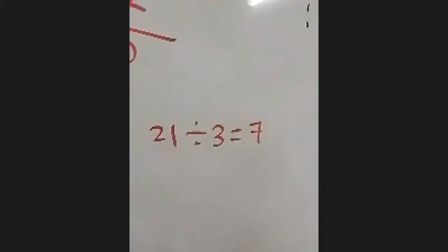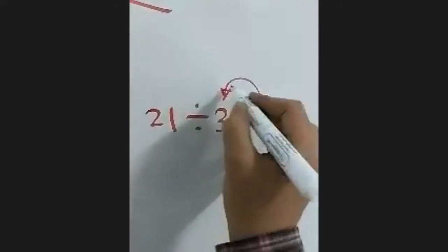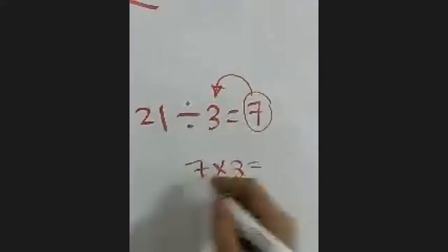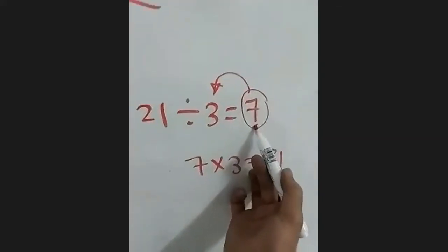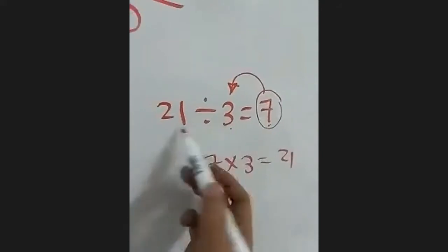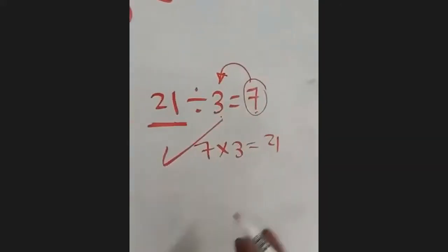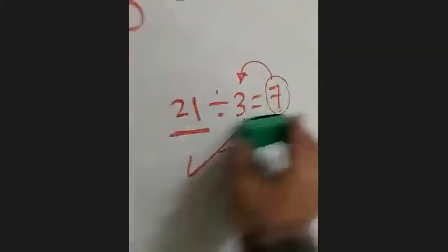How can we be sure, guys? We multiply the 7 with the 3. Now 7 multiply 3 is 21. So if the quotient multiplied by the divisor equals the dividend, then the division is correct. But if it's not, then it's not. So I will do the same with the long division. How do we check our answer, guys?